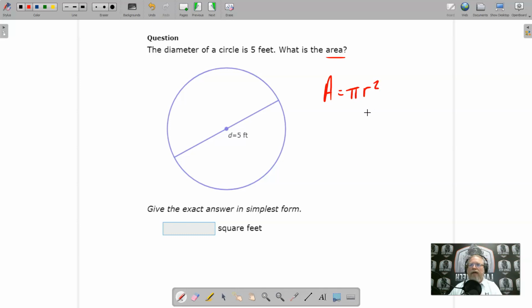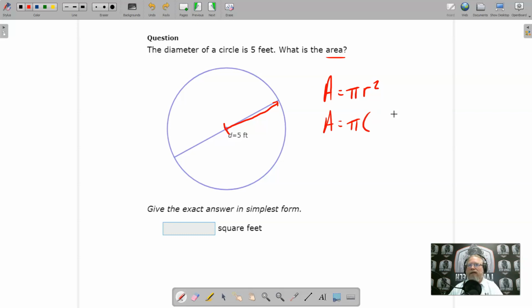And now we need to know the radius. Well, they're giving us the diameter. But what do we know about the relationship between the diameter and the radius? Well, we know that the radius is 1/2 of the diameter, right? Because we're just talking about from here to here. We don't want the whole length, so half of 5. What is that? 2.5? Area equals pi times 2.